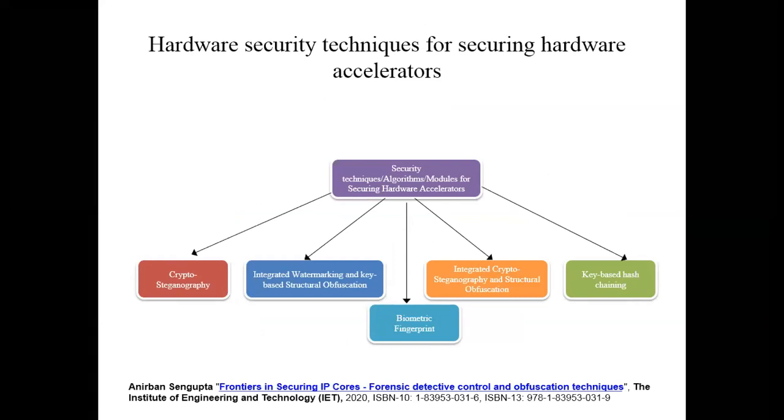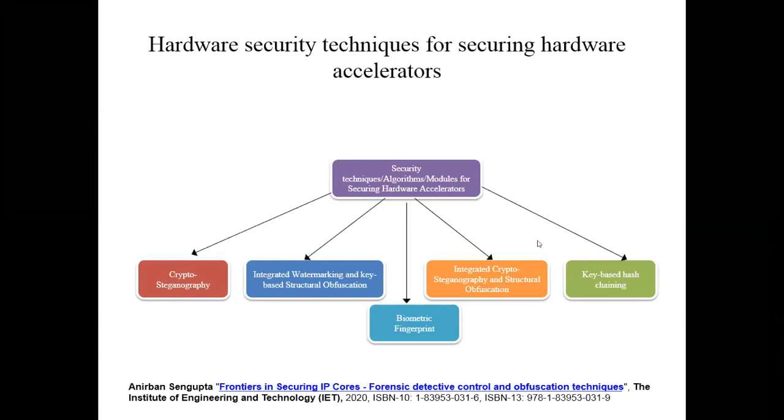Second, we have integrated watermarking and key-based structural obfuscation. Third is biometric fingerprint-based IP core protection, where you use a fingerprint biometric and embed it in an integrated circuit. Fourth is integrated crypto-steganography and structural obfuscation. Here we exploit the advantages of the crypto-steganography algorithm and the structural obfuscation method, to have a double line of defense against counterfeited or cloned intellectual property cores, as well as against reverse engineering attacks.